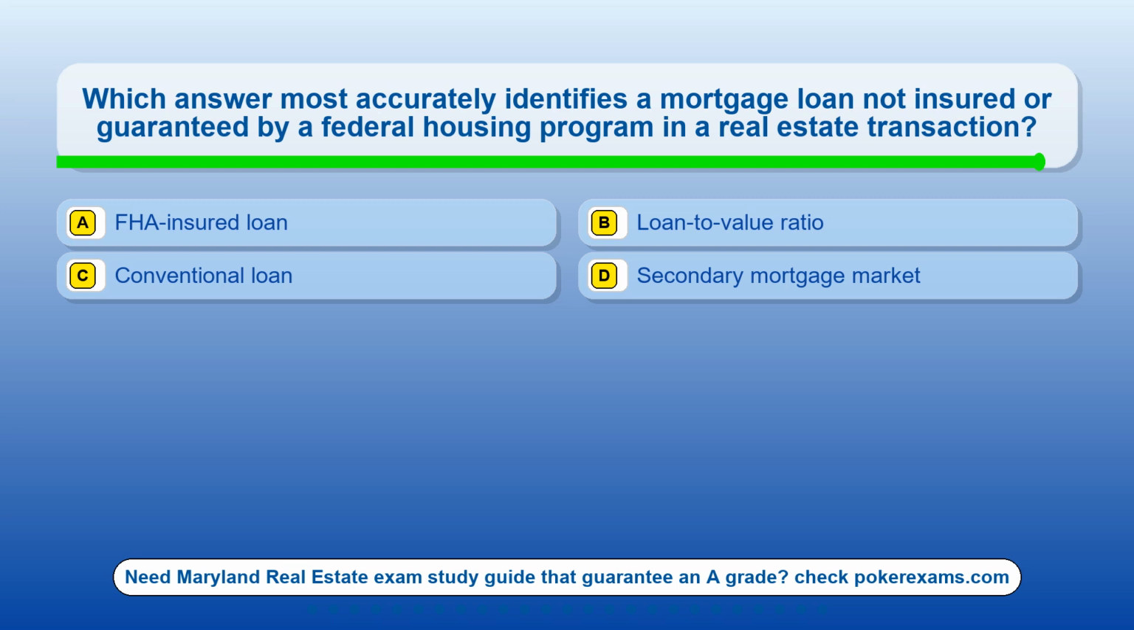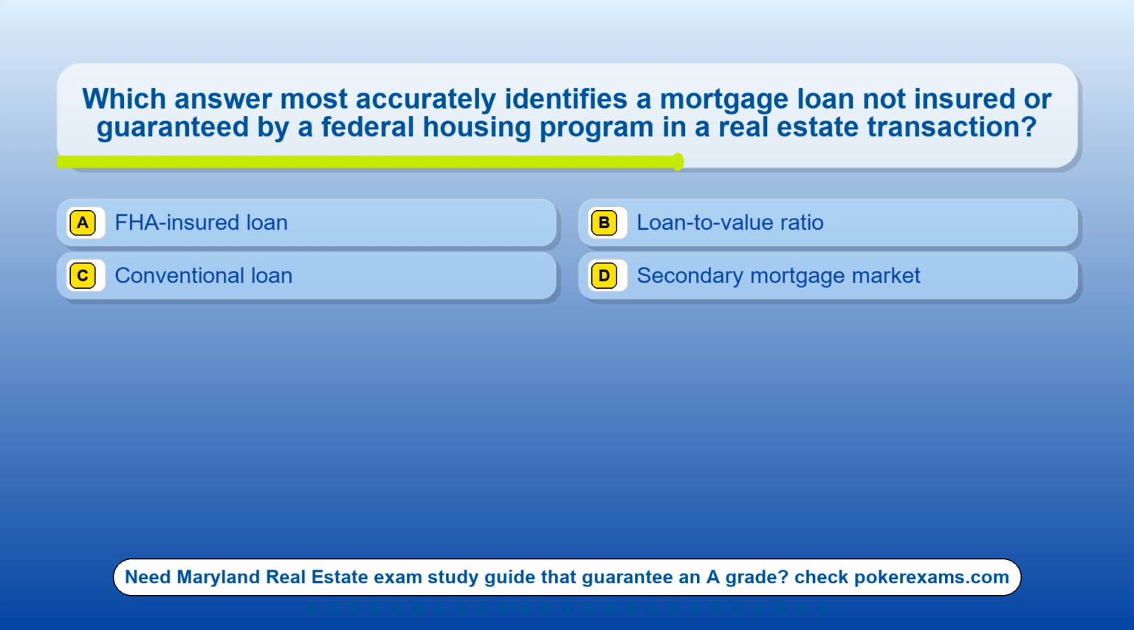Question 4. Which answer most accurately identifies a mortgage loan not insured or guaranteed by a federal housing program in a real estate transaction? Option A, FHA-insured loan. Option B, loan-to-value ratio. Option C, conventional loan. Option D, secondary mortgage market.